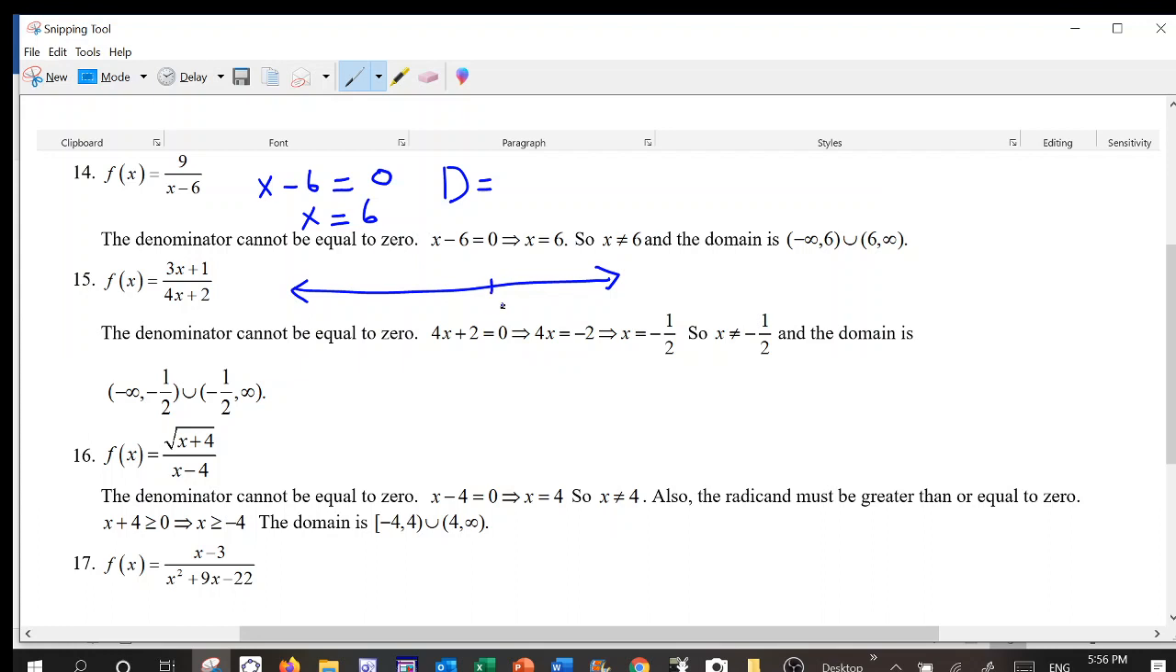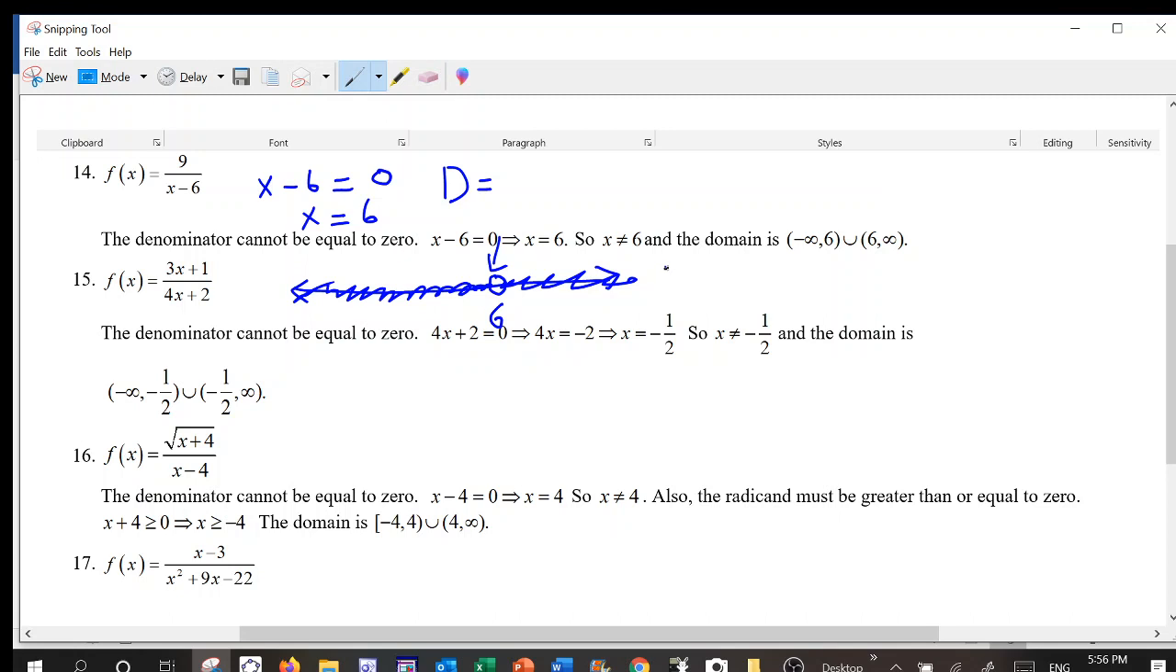So we put the 6 here, put a hole here, so it's kind of there, but it's empty. But everything else is good. So everything else is good, but we don't want that number. So the domain is all real numbers except for 6.